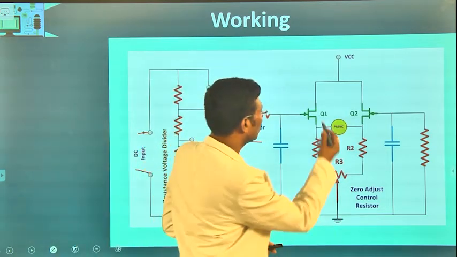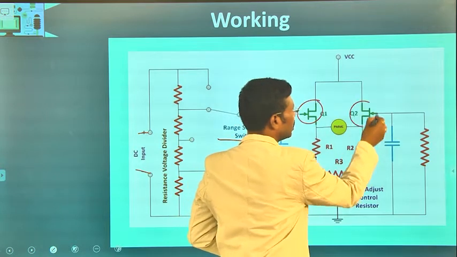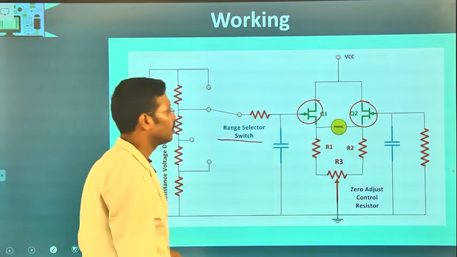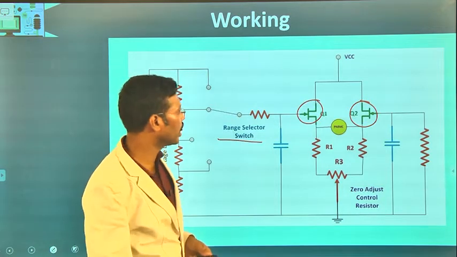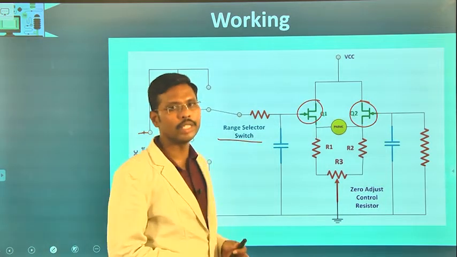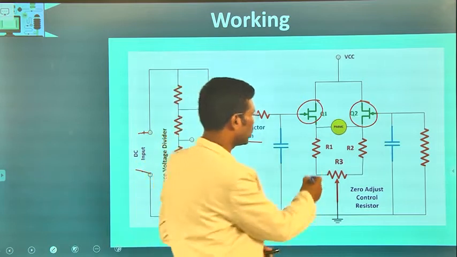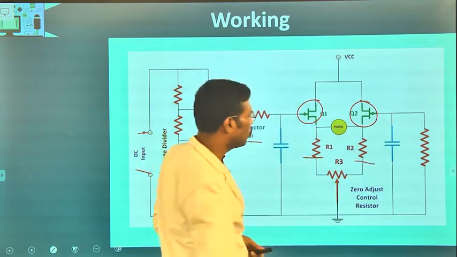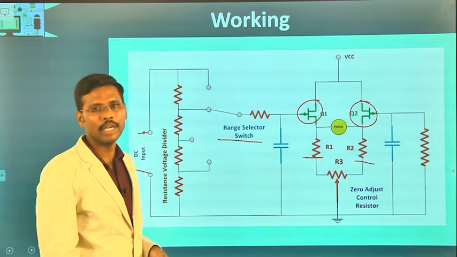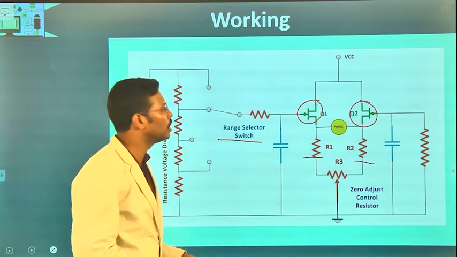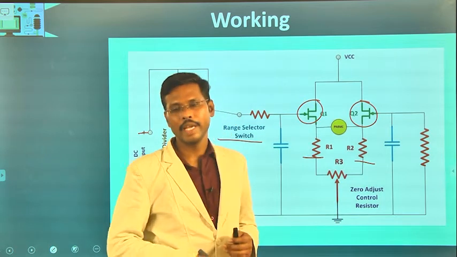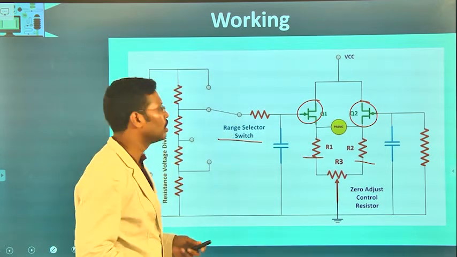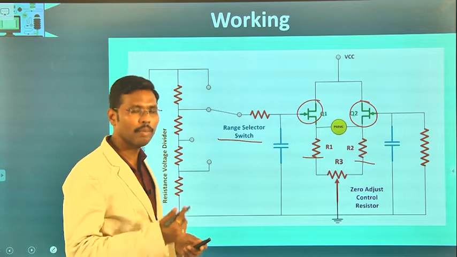And here we have two transistors which are connected. Here we have two FETs, FET Q1 and Q2, which are connected in opposite to each other, and to these two FETs we have two resistors. These two FETs and two resistors combinedly will form a DC amplifier bridge, which is used for the measurement.